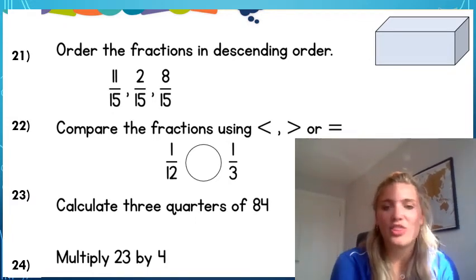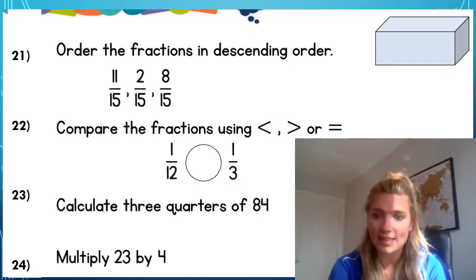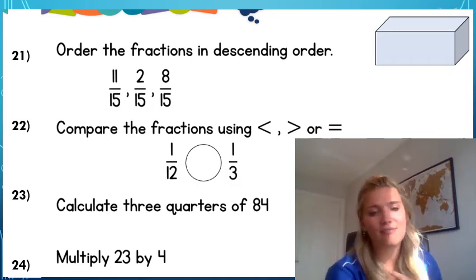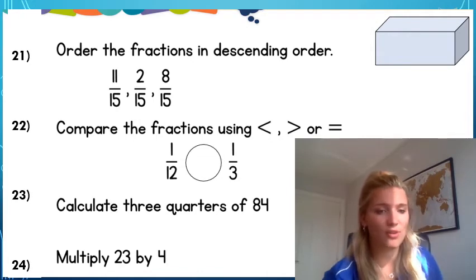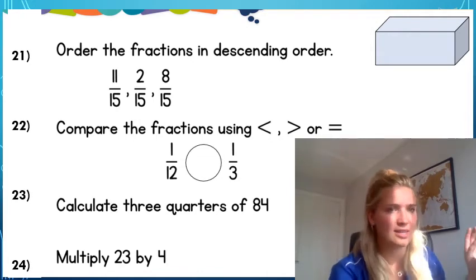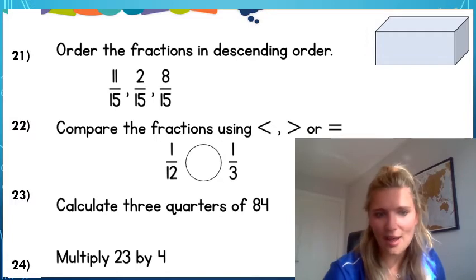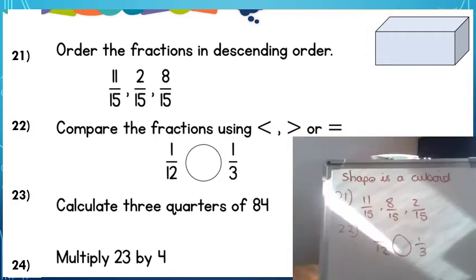Then you're calculating 3/4 of 84, so write that down and then work it out. And then finally multiplying 23 by 4, so use your column method to work this out. Once you've had a go at doing it, press play and we'll see how you get on.